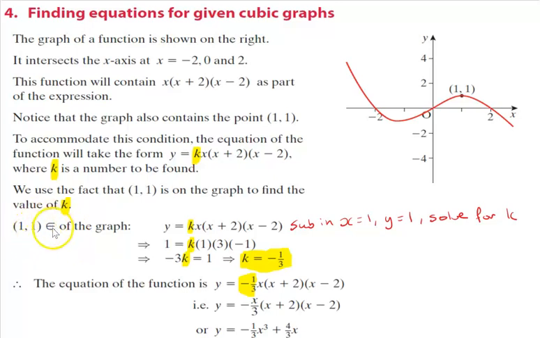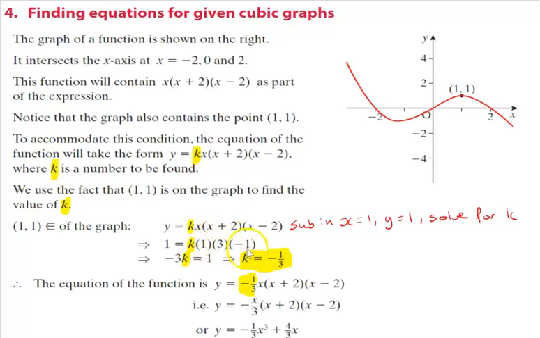So (1, 1) is an element of the graph y is equal to k times x times (x plus 2) times (x minus 2). So we're going to sub in x equals 1 and y equals 1. We're going to replace the x with 1 and the y with 1 and solve for k. So the y becomes 1, and the first x becomes 1, so we've got 1 with brackets around it. Then that x becomes 1 as well, so 1 plus 2 makes 3. And that x becomes 1 as well, so 1 minus 2 is minus 1. So we have 1 equals k times 1 times 3 times minus 1.